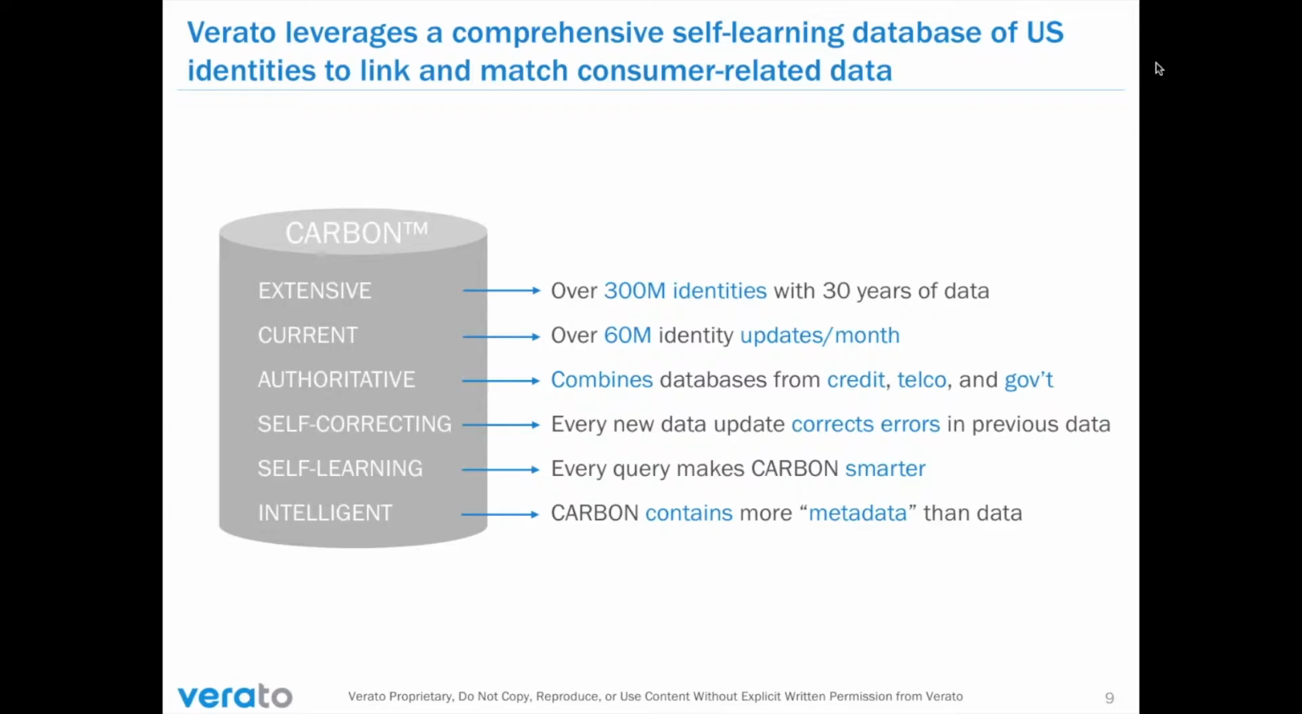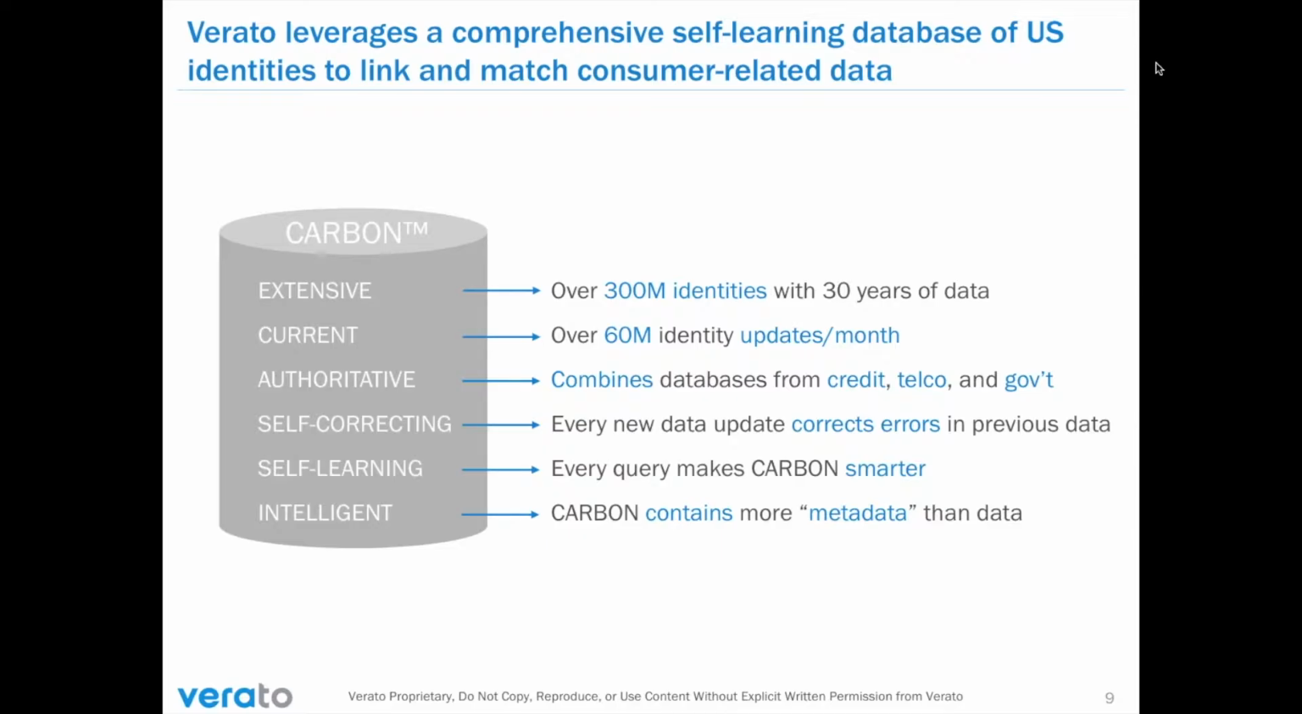What makes the reference database very complete and authoritative are the sources from which we draw. We build up our Carbon reference database using data sources like credit header information, utility and telephone information, government and court proceeding documents, voter registration, and DMV records. These are all sources where the quality of the information is fairly high. The people providing the information, the citizen, the credit consumer, and so on, are providing it in a way where it's in their best interest to provide the correct information.